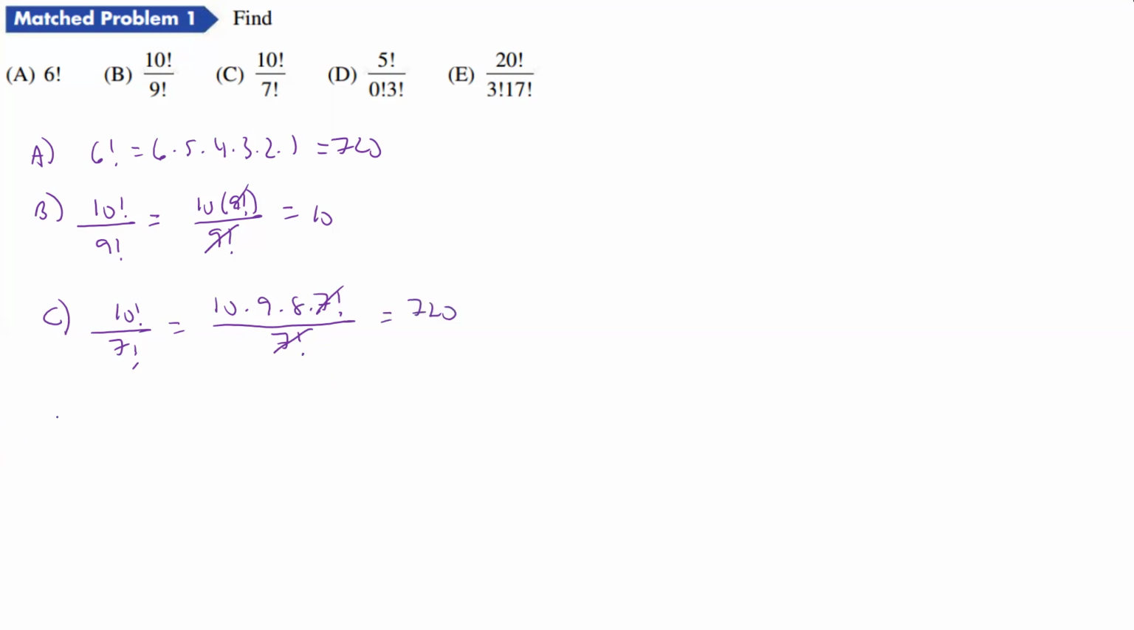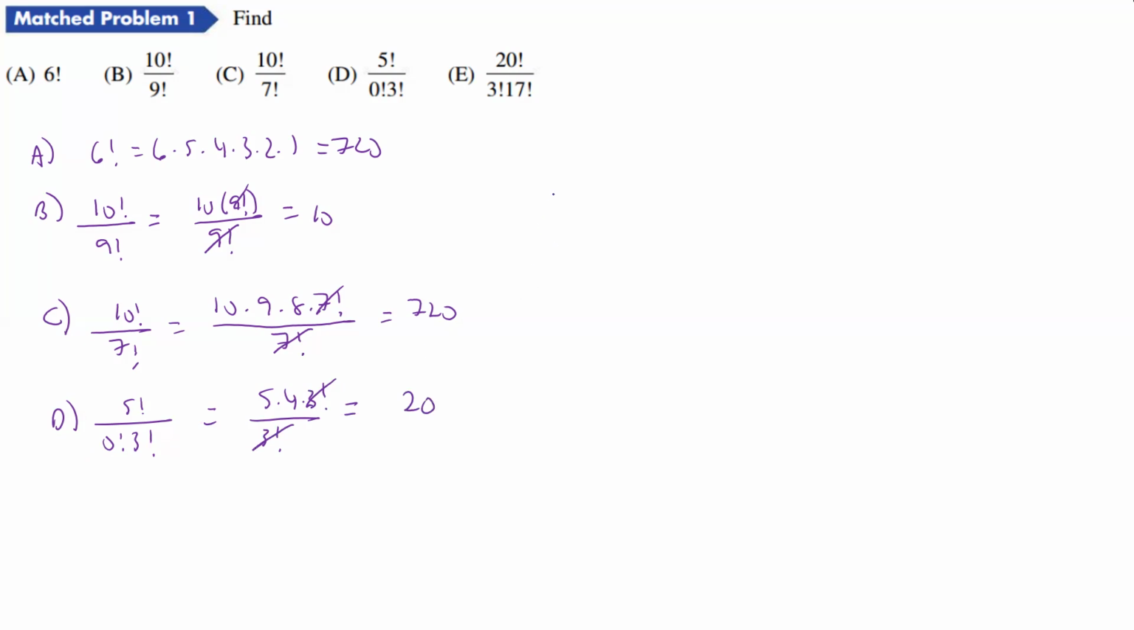All right, what about D? Here we have 5 factorial over 0 factorial times 3 factorial. Well, 5 factorial is 5 times 4 times 3 factorial. 0 factorial is just 1, so we can just drop it off. And then we have 3 factorial. Well, that 3 factorial cancels that 3 factorial, and we get 20.